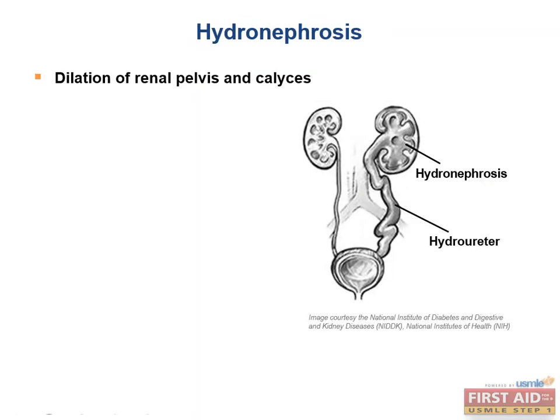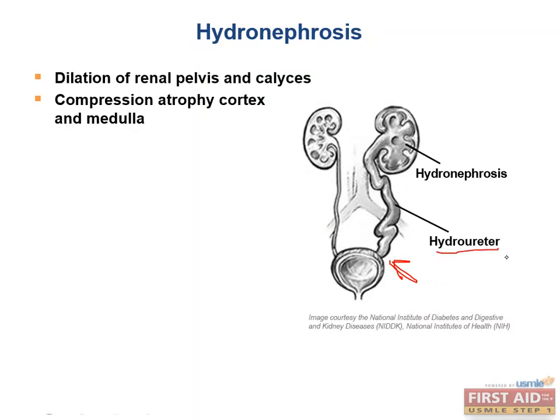Now, one of the complications of kidney stones is hydronephrosis. And this is a condition that results from partial or complete obstruction of the urinary tract. So what happens is pressure builds up behind the obstruction, and you can see this patient has hydroureter and hydronephrosis. The ureter is bulging out, and the kidney parenchyma is becoming compressed due to the pressure buildup, and this causes atrophy of the cortex and medulla.